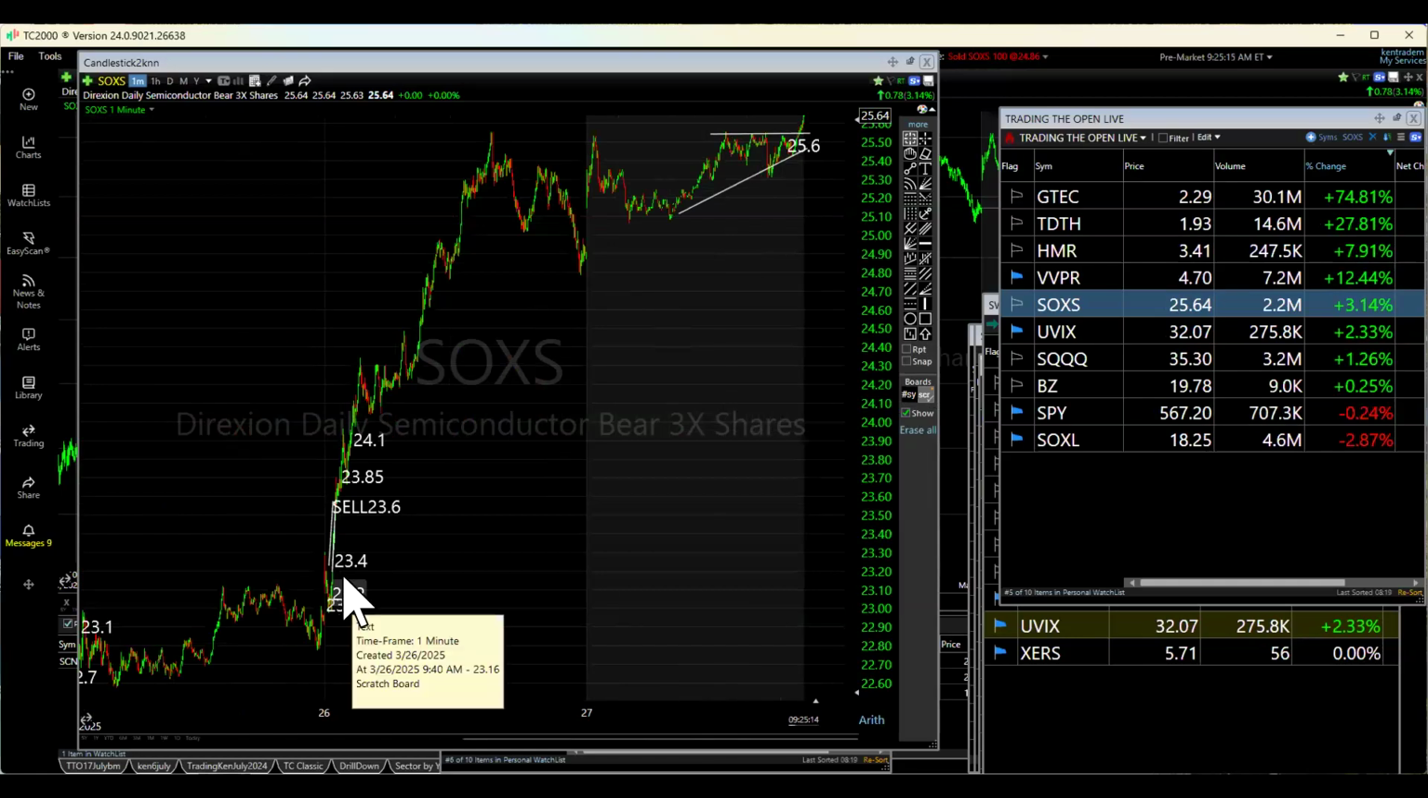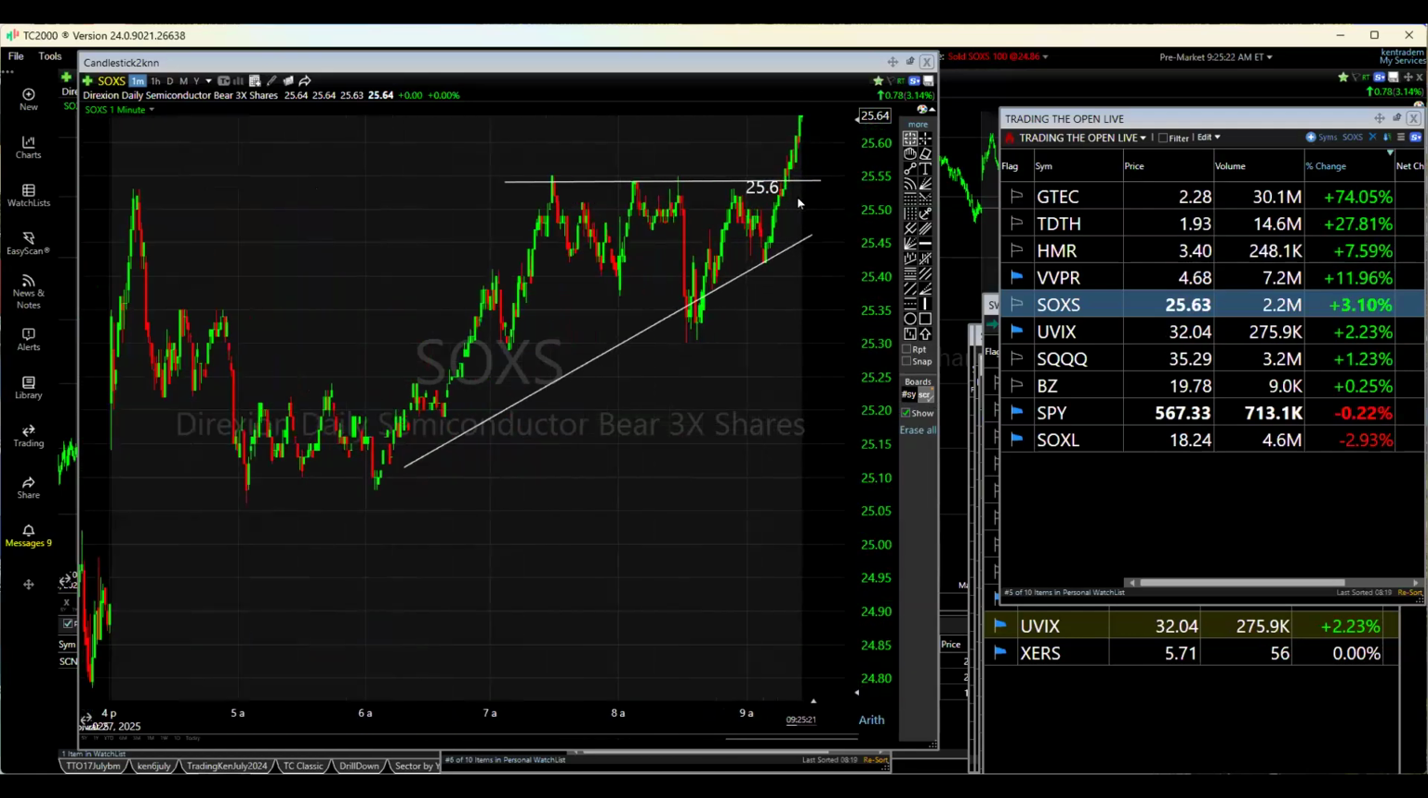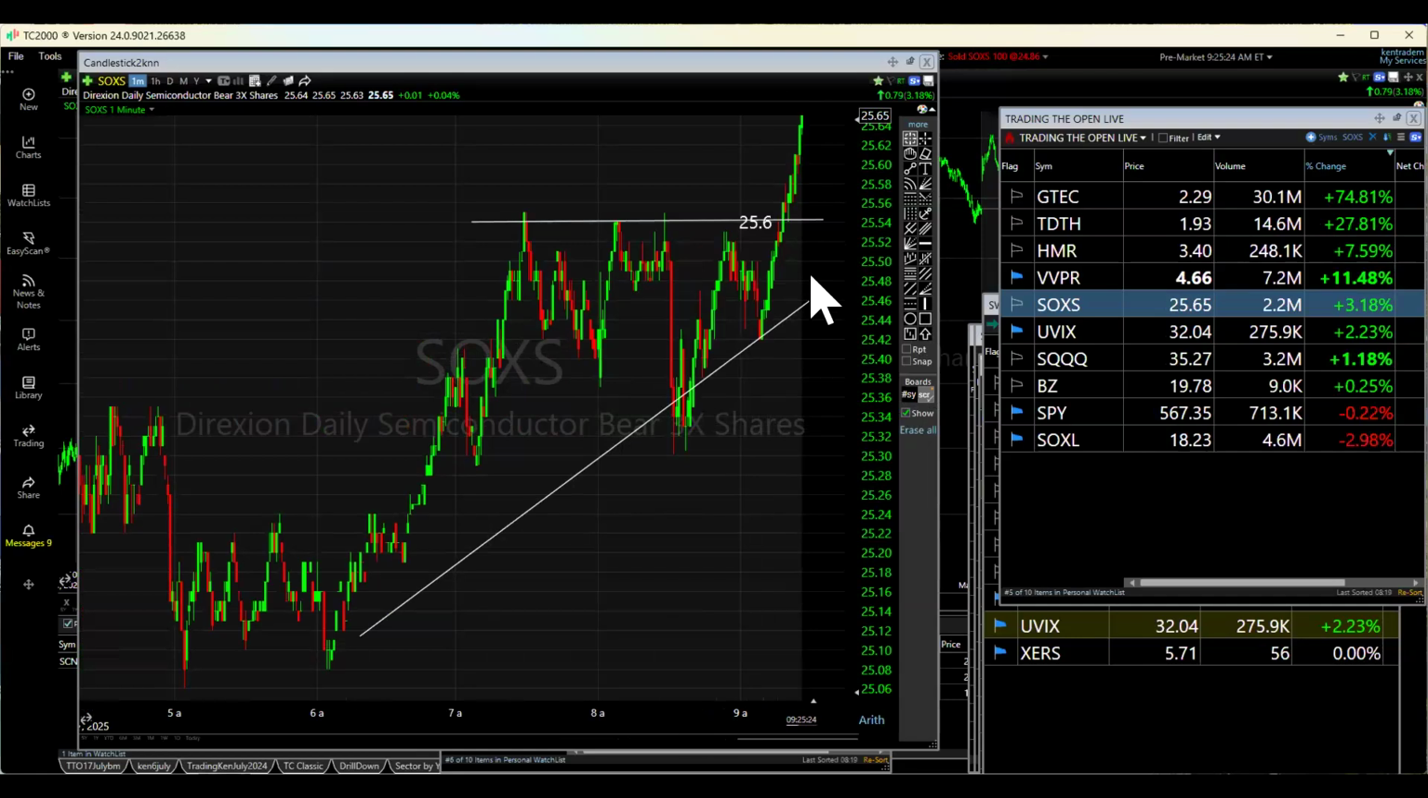For swing traders, I called it long back here at 23.40. It was yesterday. Anyway, good for a breakout up here. We're up at 25 and change. Now let's see if it keeps going up.